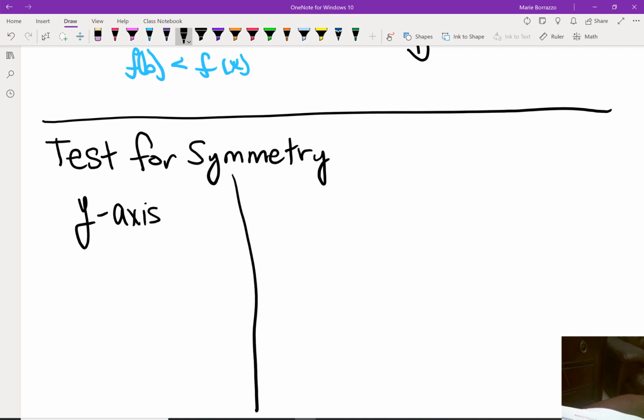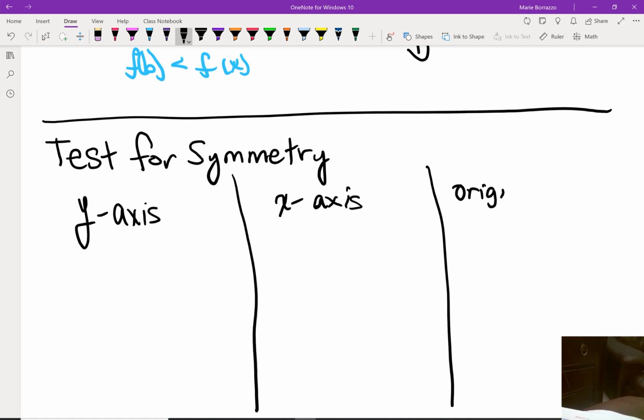This second symmetry is x-axis symmetry. We will test for that. And the third one is origin symmetry. All of these are the 3 tests for symmetry that you will do for a typical graph given a function of some sort or equation. Okay.